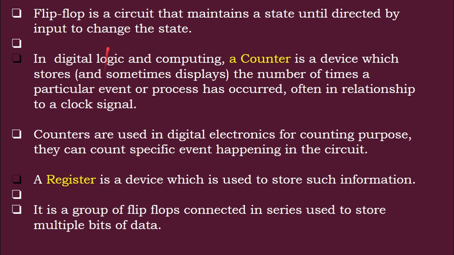So what are all these things you are going to see? These are components inside the electronic circuit, the digital circuit, which we are going to see in the coming classes. Then a register is a device which is used to store such information. A register is a group of flip-flops. As we have seen here, a flip-flop is a circuit that stores only one value, either 1 or 0. If it is on, it stores 1. If it is off, it stores 0. A collection of flip-flops connected in series is called a register, which is a group of multiple bits of data.